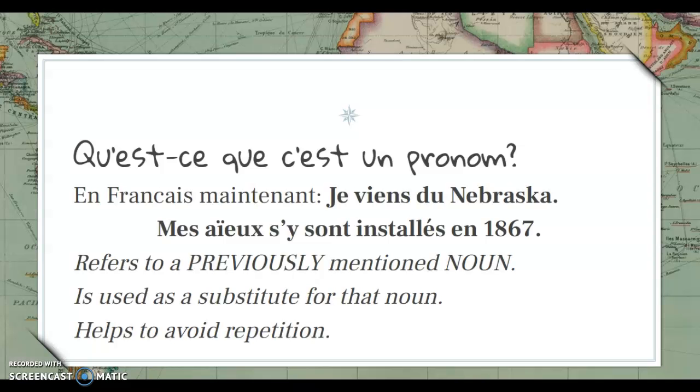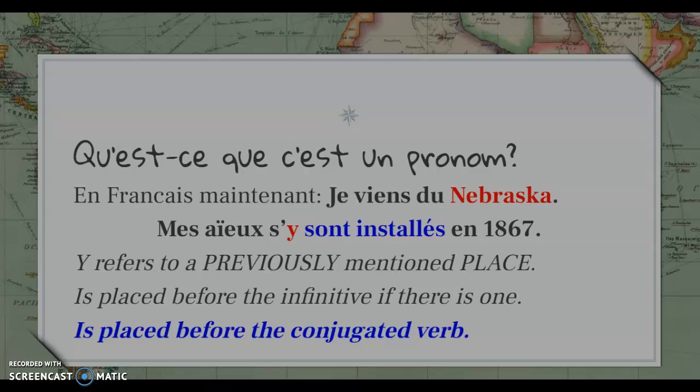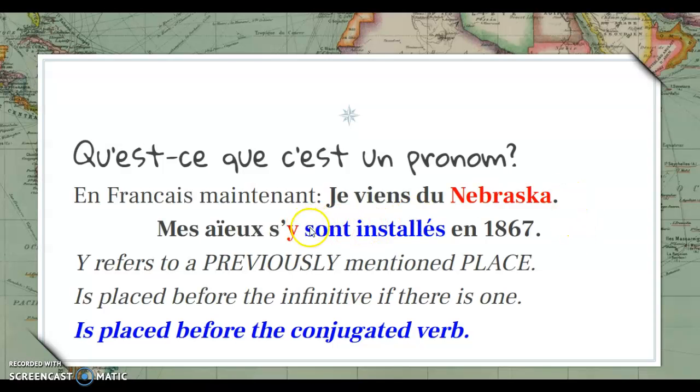What about in French? Let's see if we can find it here. Je viens du Nebraska. Mes aïeux s'y sont installés en 1867. Okay? If you chose y, you are correct. So y is replacing Nebraska, which comes after du, okay? Notice that in French, I'm going to always put my pronoun either before the infinitive, if there is one, or I place it before the conjugated verb. In this instance, this is my conjugated verb, so it goes right in front of it, okay?